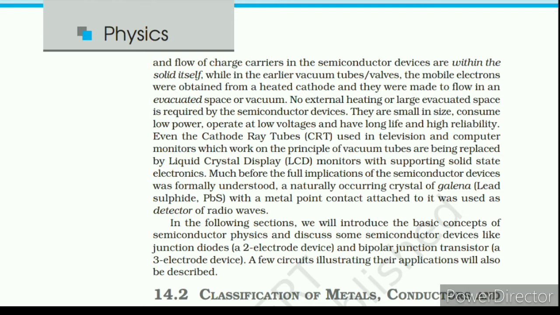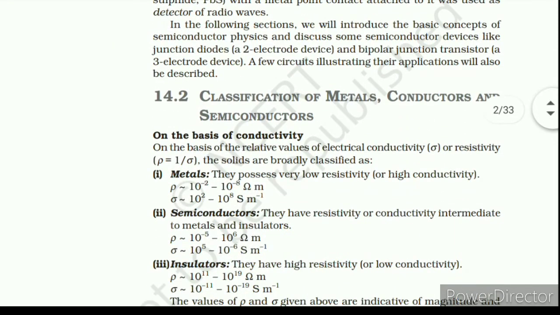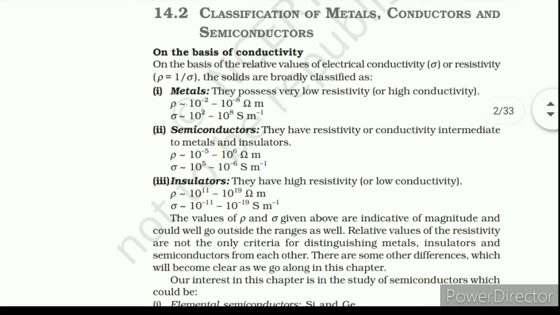14.2 Classification of metals, conductors and semiconductors. On the basis of conductivity. On the basis of relative values of electrical conductivity or resistivity, the solids are broadly classified as number 1, Metals. They possess very low resistivity or high conductivity. Number 2, Semiconductors. They have resistivity or conductivity intermediate to metals and insulators. Number 3, Insulators. They have high resistivity or low conductivity.